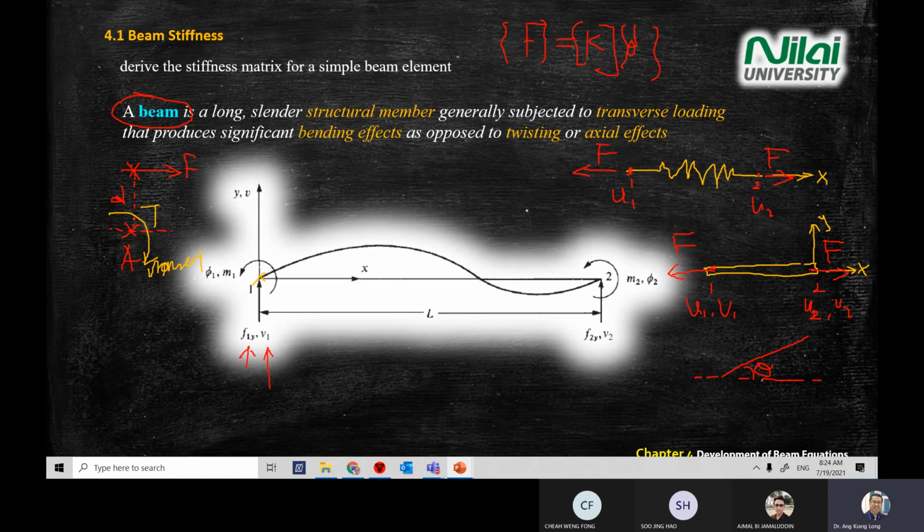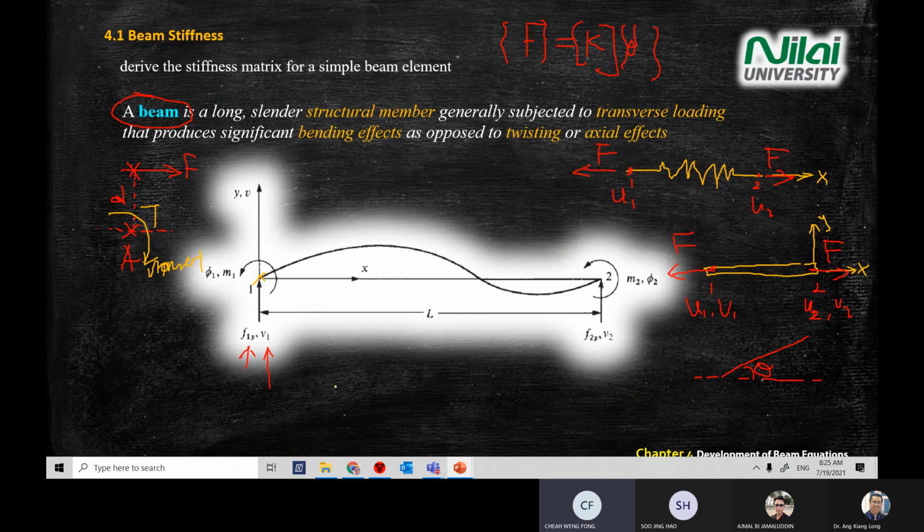Chia, do you understand the differences between spring, bar, and beam? I don't understand the difference between spring and bar, because why is the spring only subjected to X direction? Okay, I can't get it. What if the spring gets slanted at an angle?